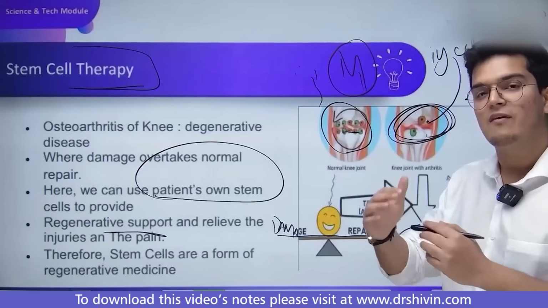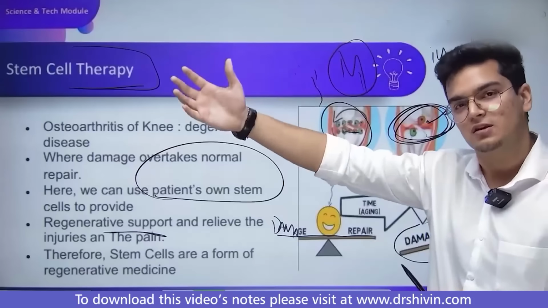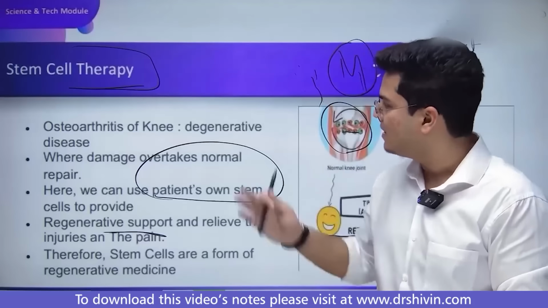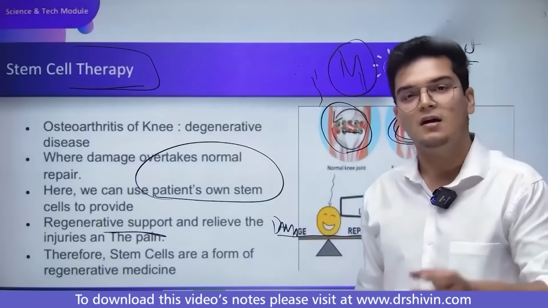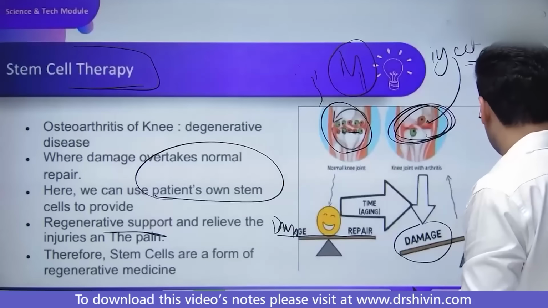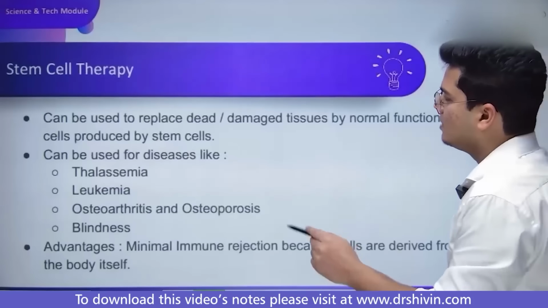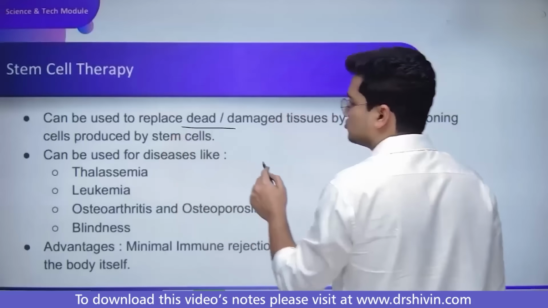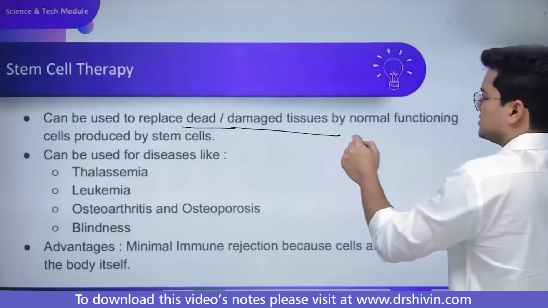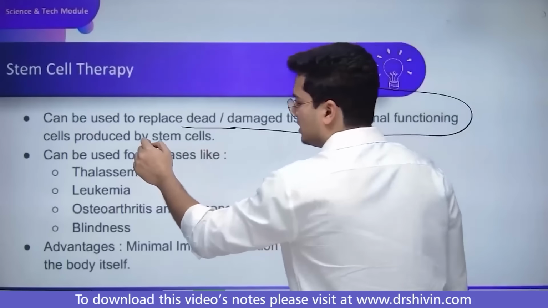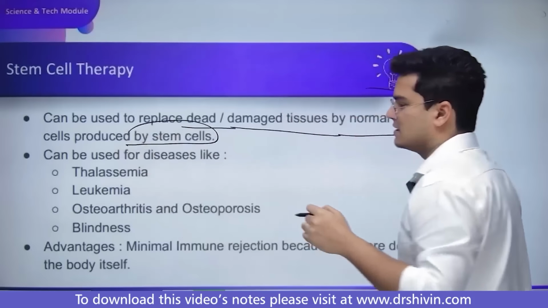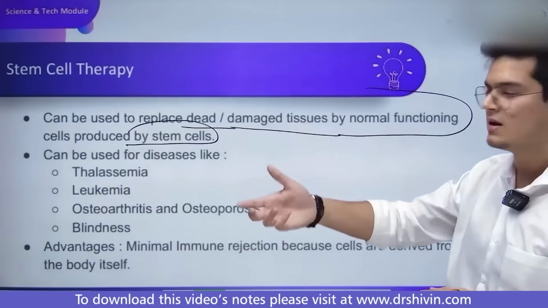But in case if I want to do organ transplantation, मेरे को पूरा ऑर्गन बनाना है, तो मल्टीपोटेंट स्टेम सेल से काम नहीं चलेगा, प्लूरीपोटेंट स्टेम सेल बनाना पड़ेगा. ओके. Now stem cell therapy can be used to replace dead or damaged tissues by normal functioning cells produced by stem cells. This is why it is called regenerative therapy.